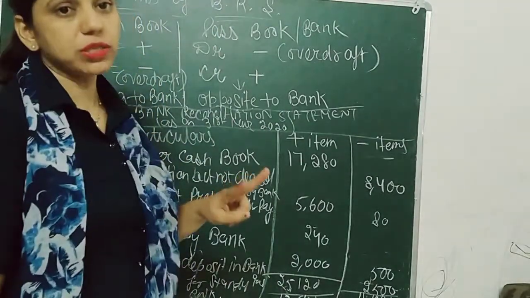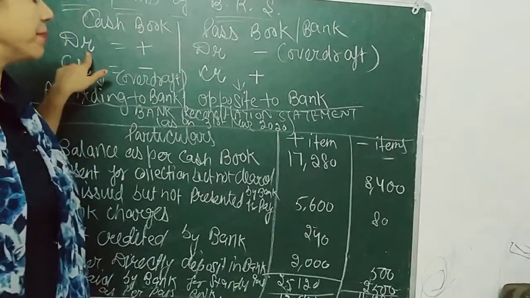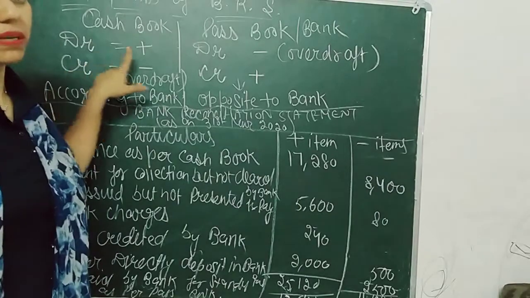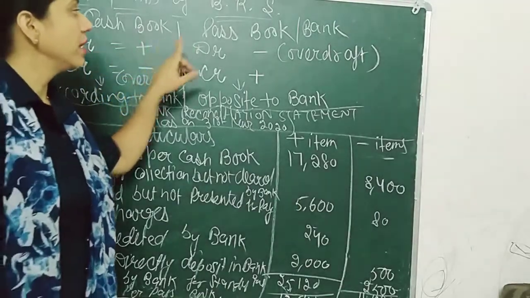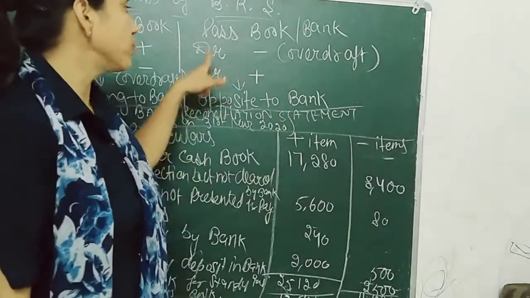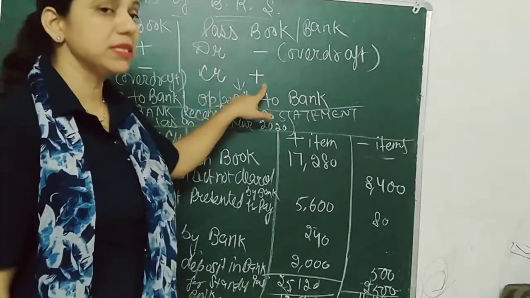We have two books, cash book and passbook. Cash book debit balance means plus side. Cash book credit balance means minus side. Passbook is quite opposite to cash book. So passbook debit means minus and passbook credit means plus.